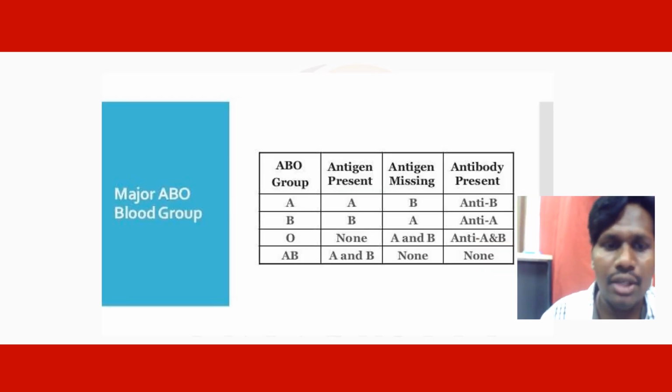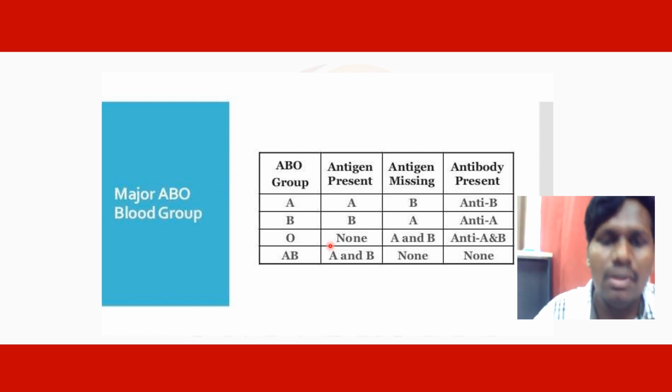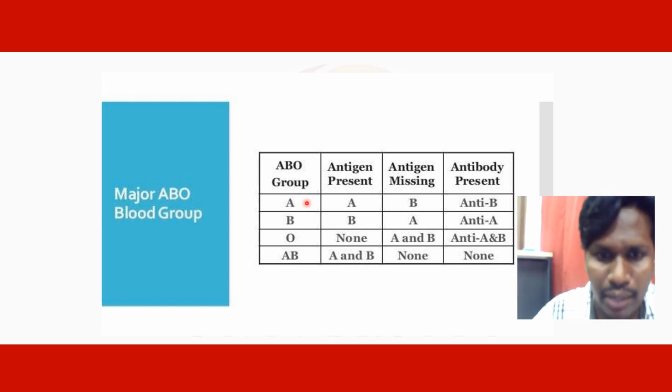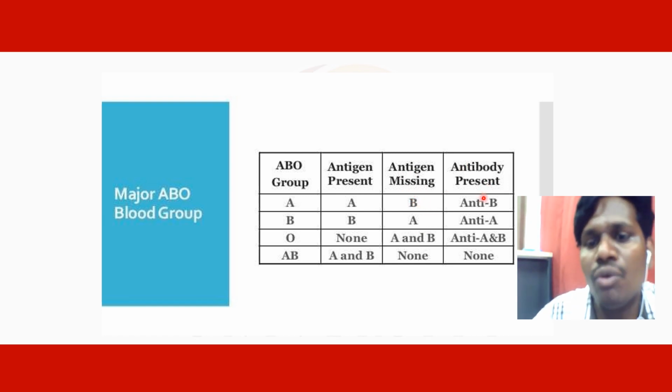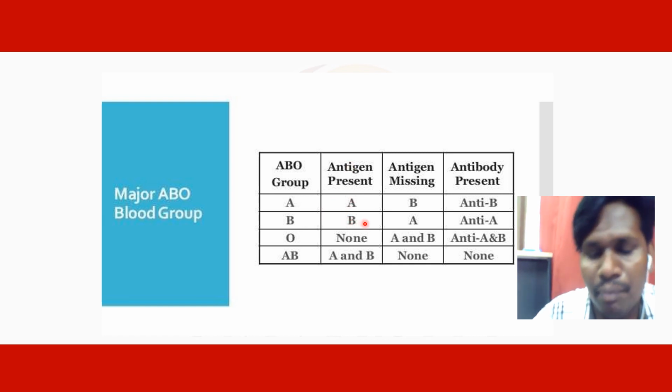In the next slide you can see the major ABO blood group system. If the patient has the A blood group, A antigen is present. Which antigen is missing here? B antigen is missing. And what type of antibody is present here? Antibody B. At the same time, for the B blood group, B antigen is present and the missing antigen is A.